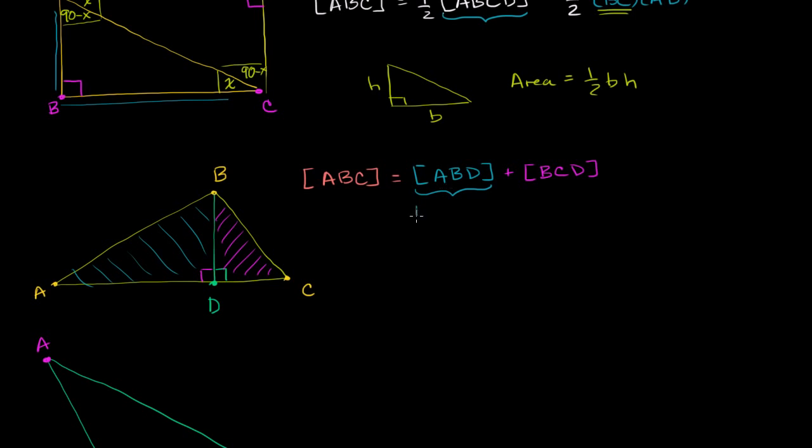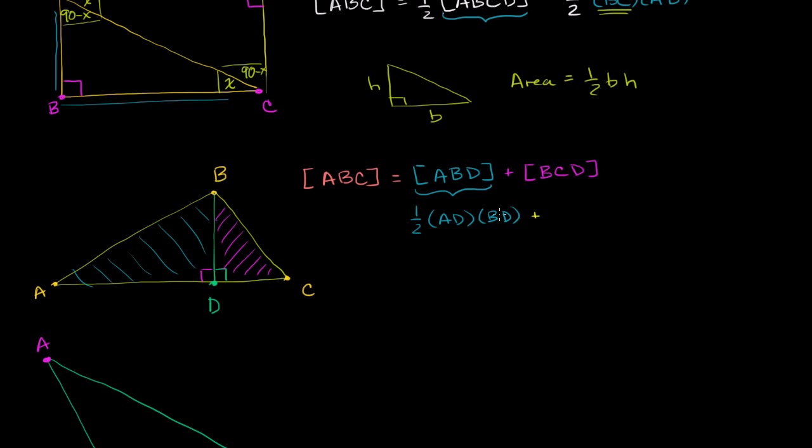So it's going to be 1/2 times the base, which is the length AD, times the height, which is the length of BD right over here, assuming that we can figure that out. So this times that length, BD. So that's the area of the blue triangle.